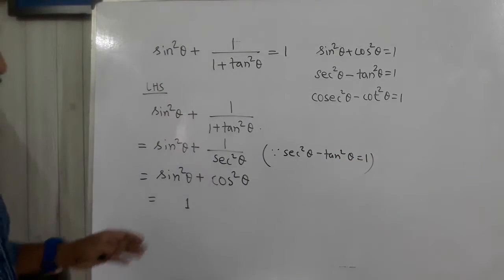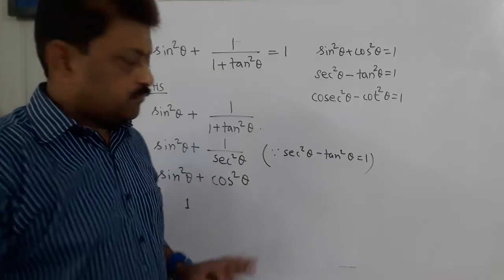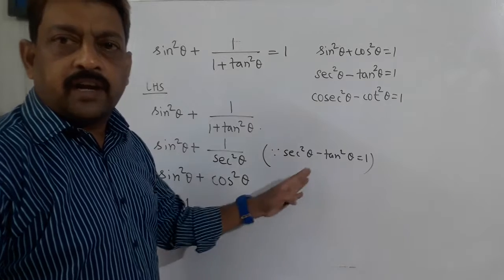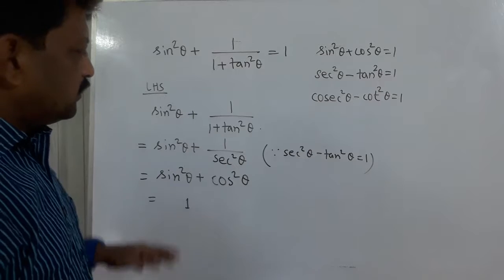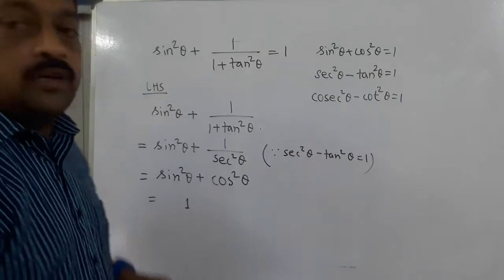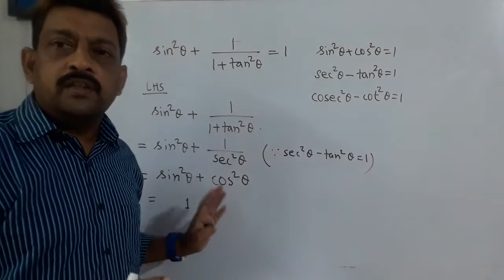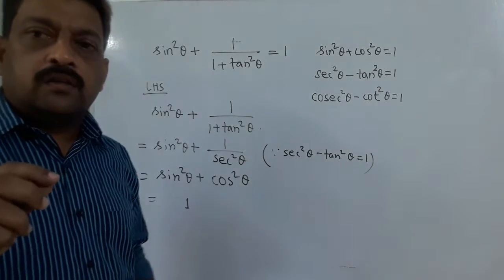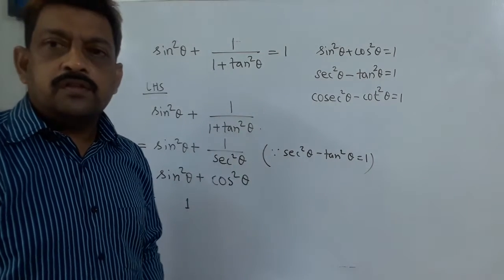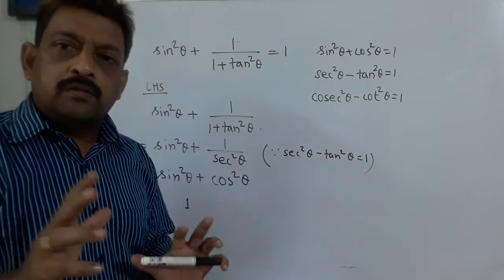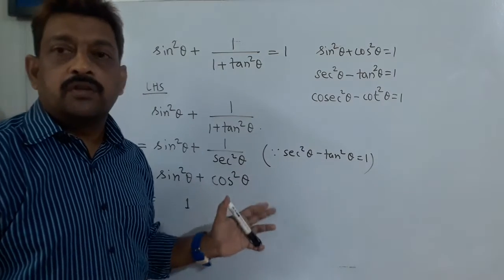So whenever you are using any identity, don't forget to write it as a reason in brackets. That will help you in two things. First of all, the examiner who examines your copy will be pleased to see that you have done the sum by yourself and you have understood it better. This is the common opinion of all the examiners when they check your paper.